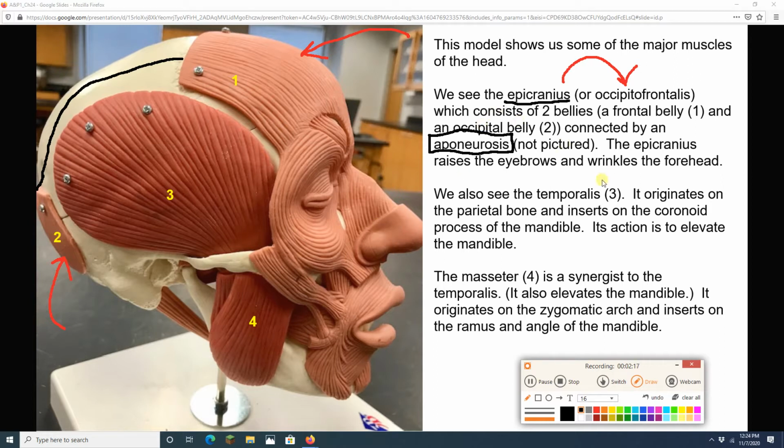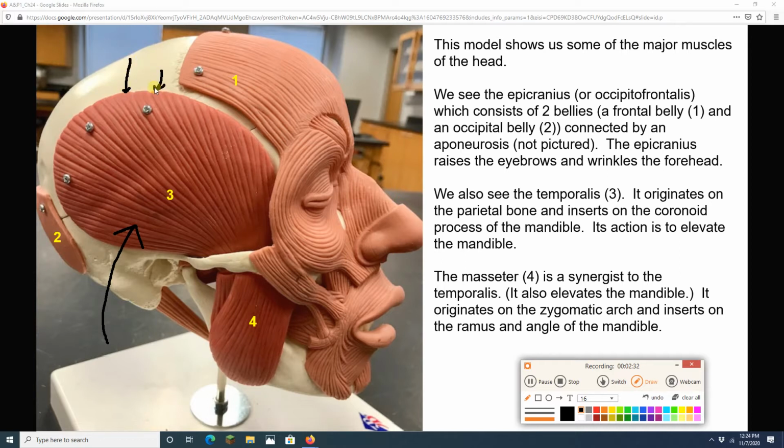Okay, another muscle we see here, let's get rid of all this stuff. Another muscle we got here is this muscle called the temporalis. All right, you can see it originating up here on the parietal bone. Good old parietal bone. Remember, the origin of a muscle is the less movable attachment point. So it's originating up in the parietal bone. It's coming down and inserting. We can't see the insertion point because of all the other muscles hiding it. But what it's inserting on is the coronoid process of the mandible.